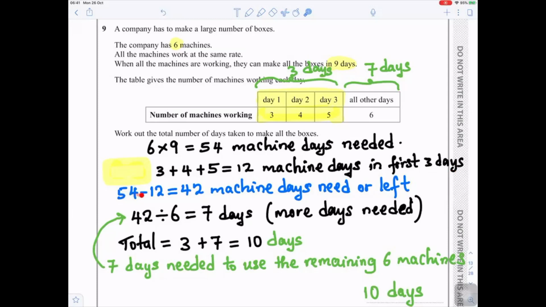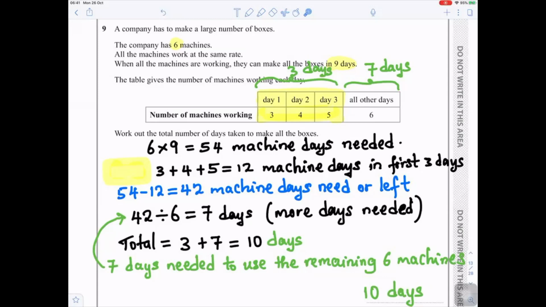So 54 minus 12 gives you 42. So 42 machine days are needed or left. So 42 divided by 6 gives you 7 days. So we need more days. So 7 days are needed to use the remaining 6 machines.